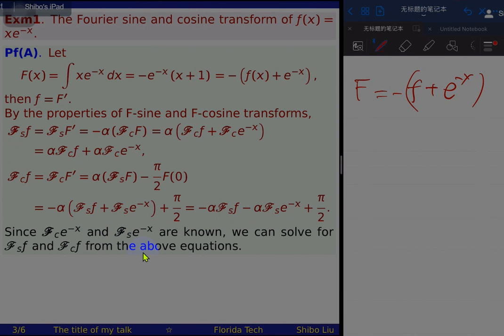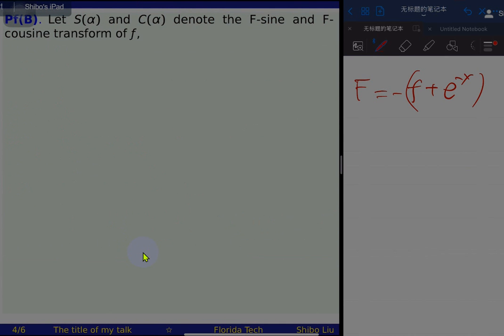Now let's go to the second method. The second method is from an exercise in our textbook. For simplicity, we use capital S(alpha) and capital C(alpha) to denote the Fourier sine and the Fourier cosine transform of our f. Of course, the capital S stands for sine, and the capital C stands for cosine. So this is a reasonable notation.